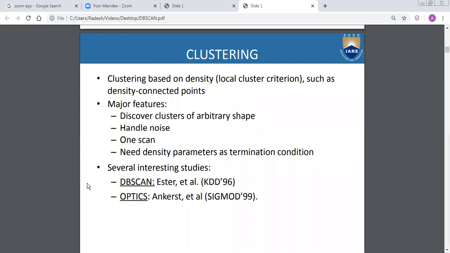Next, it needs density parameters as a termination condition. Here we need two important density parameters in order to learn this DBSCAN technique. What are these density parameters? We are going to see in the coming slide. First we are going to study DBSCAN, and next we are going to study OPTICS, which is also part of the density-based technique, because once we have a few limitations in DBSCAN, then we can go with OPTICS.